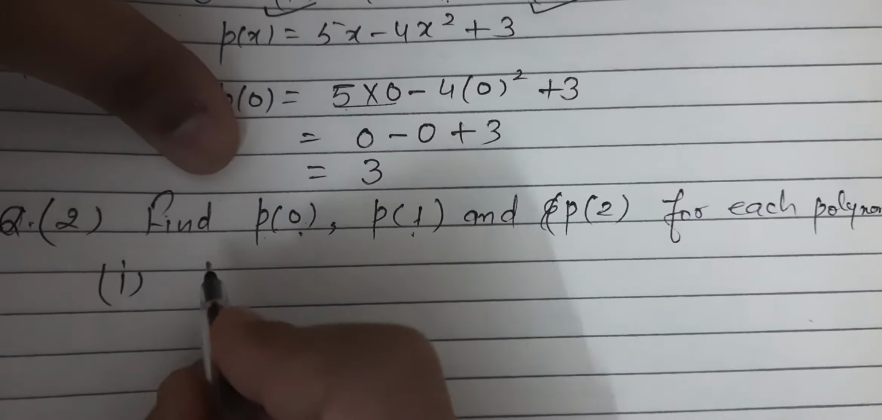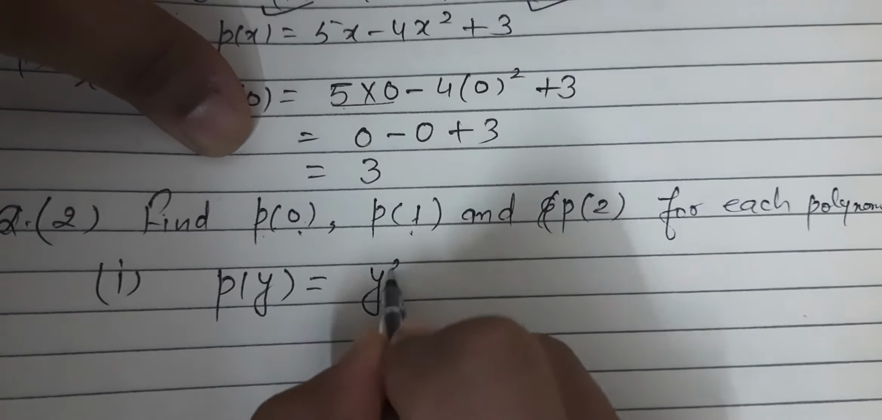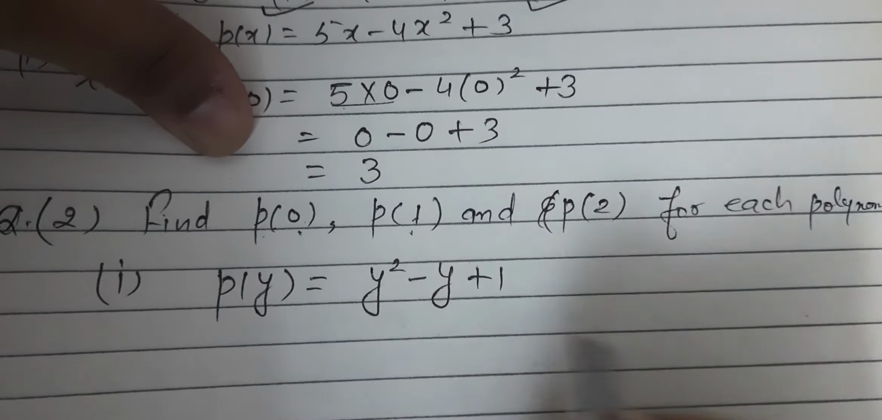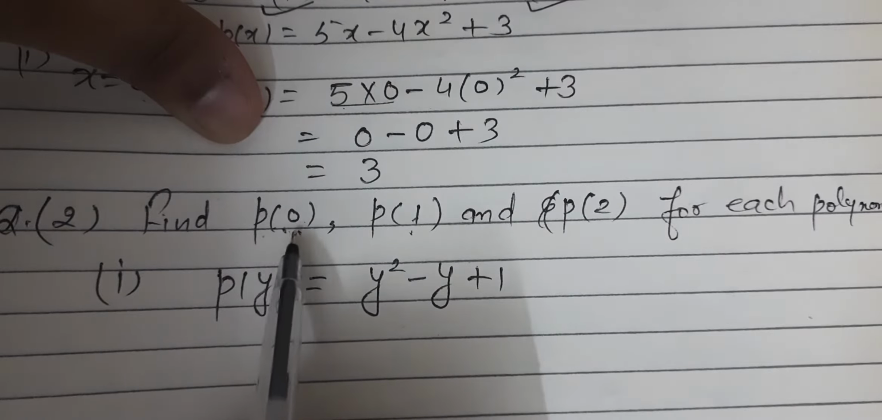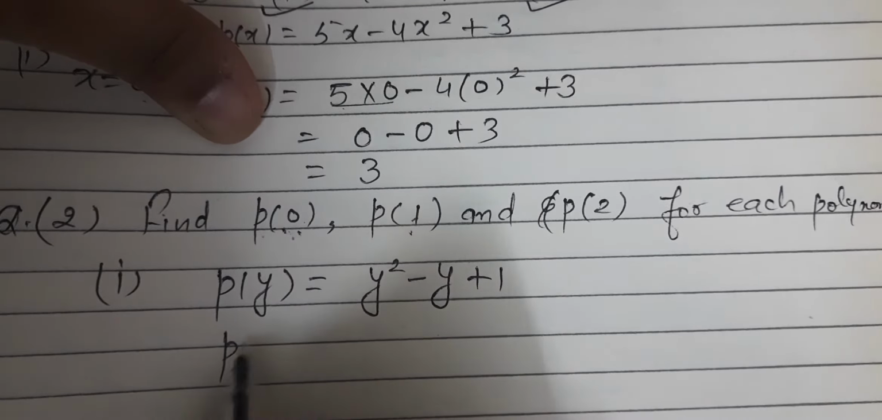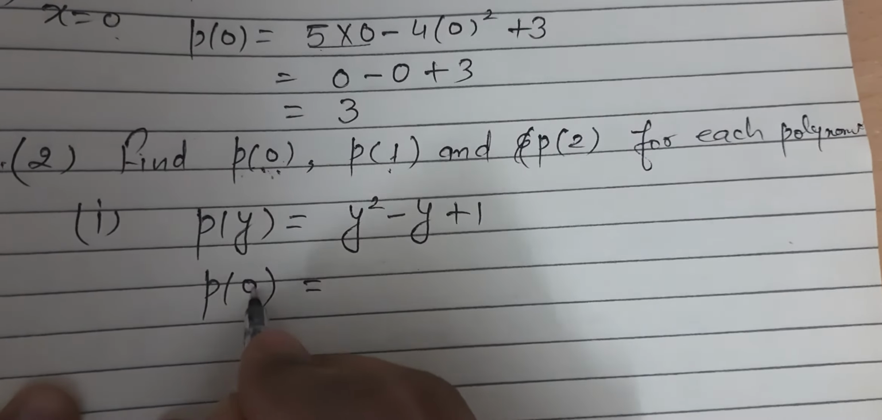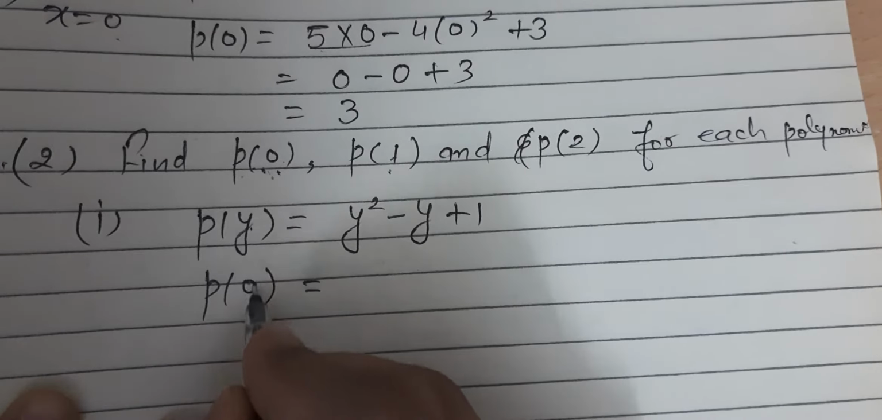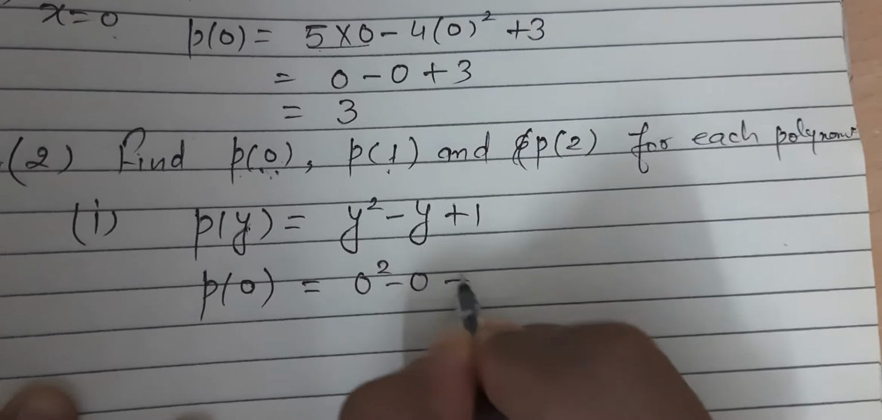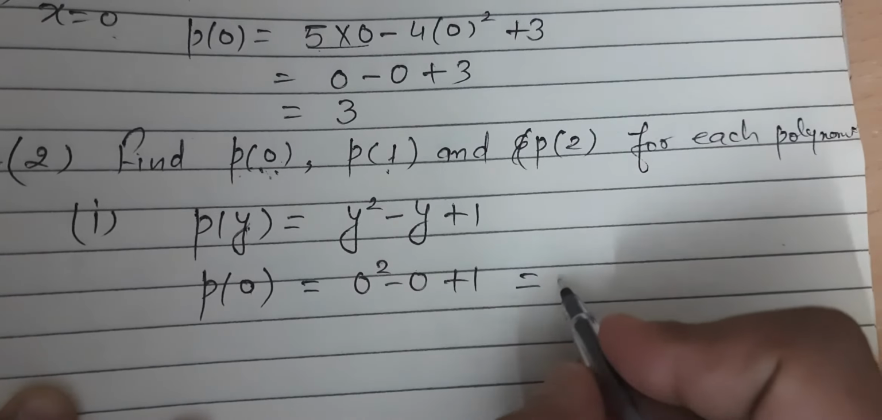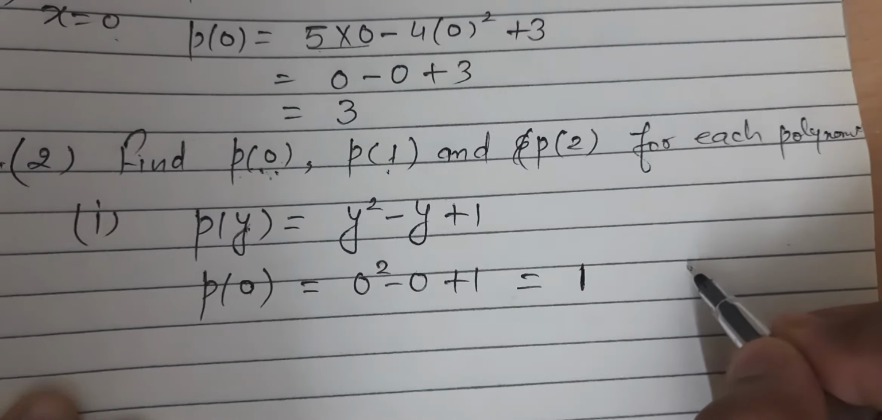The first polynomial given is p(y), which equals y square minus y plus 1. First we will find p0. How to find p0? We find p0 by putting y equals 0. As you can see here, at the place of y we need to put 0. So we'll get 0 square minus 0 plus 1. 0 minus 0 is 0 and 0 plus 1 is 1. So the answer is 1.